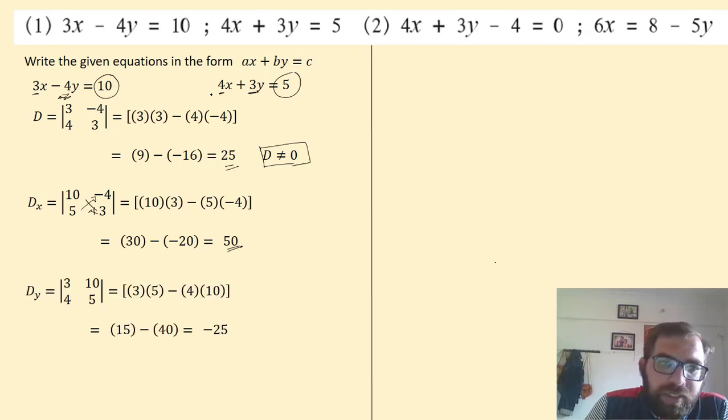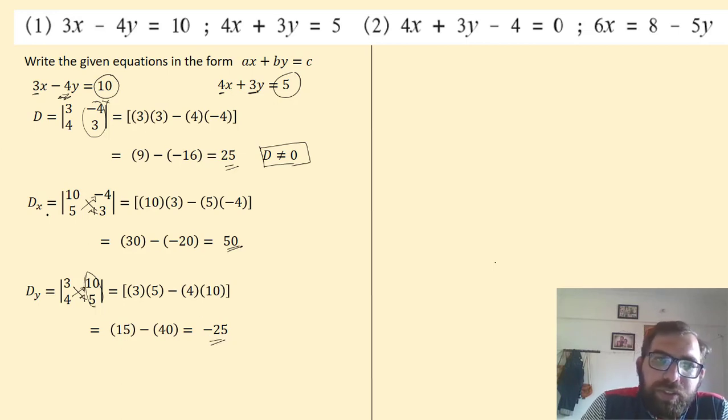So we get dy is equal to, see, the column of x as it is. The column of x is 3 and 4. And the column of y in d, see, this is the column of y in d, eliminate it and write in its place the column of constants. So this is a column of constants. We get it to be 3 into 5 minus 4 into 10. So the answer is going to be 15 minus 40, which is equal to minus 25.